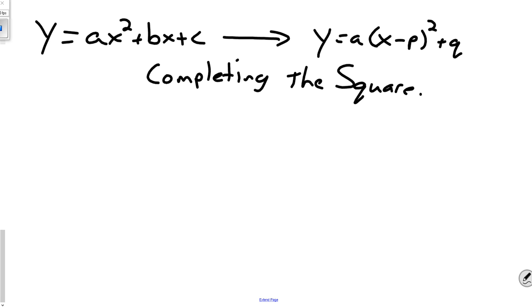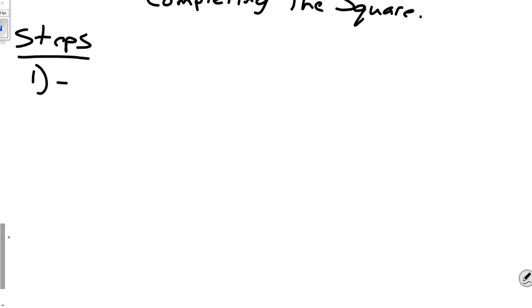Now there are steps to completing the square. You guys want me to write out all the steps again? Okay, sure. There are 5 steps. These are like Cole's notes, okay? So step 1, remember you're in standard form, ax squared plus bx plus c.